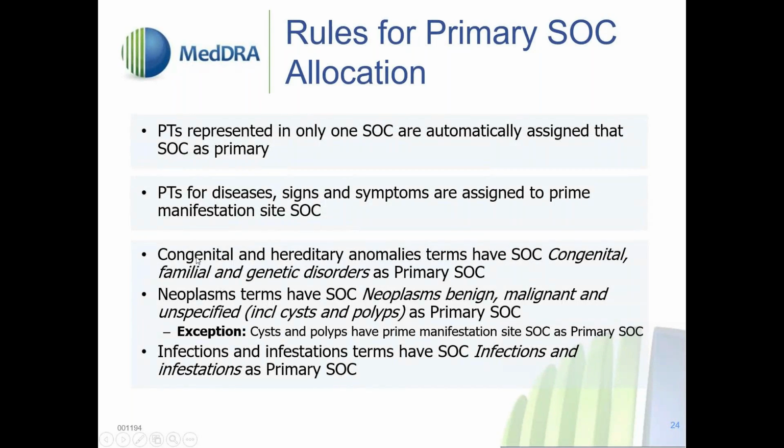Firstly, congenital terms and hereditary conditions always have the SOC congenital as primary SOC. Secondly, neoplasms or neoplasm terms always have SOC neoplasms as primary SOC, with the exception of cysts and polyps, which have their prime manifestation site as primary SOC. And thirdly, infections and infestation terms always have SOC infections as primary SOC. Again, most PTs are grouped based on the manifestation site, with the exception of these three SOCs: congenital, neoplasms, infections, and infestations.